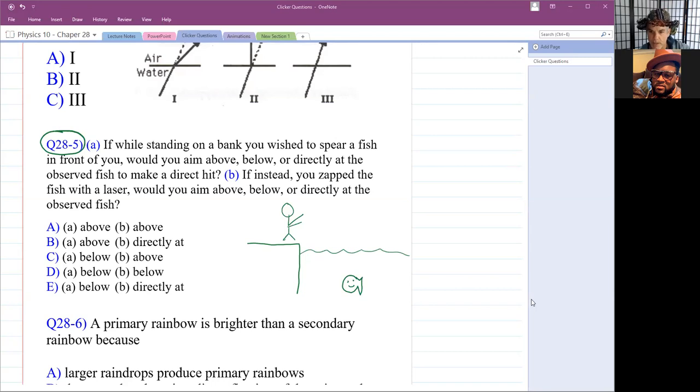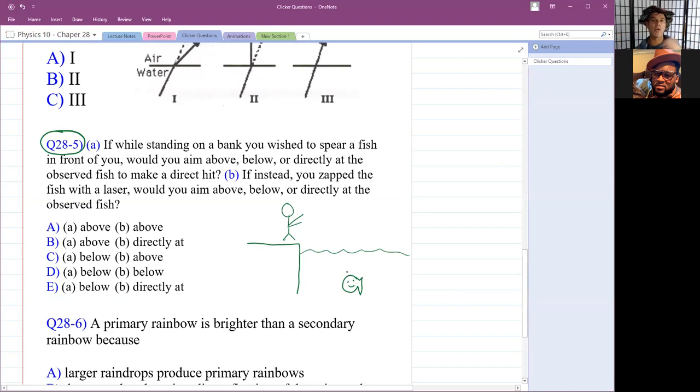All right. So with the results, we've got a slight majority say B, directly at. So would you aim above, below, or directly at? Let's look at this. I'm just going to draw one ray of light. I'll draw a couple. The light from the fish is reflected light.